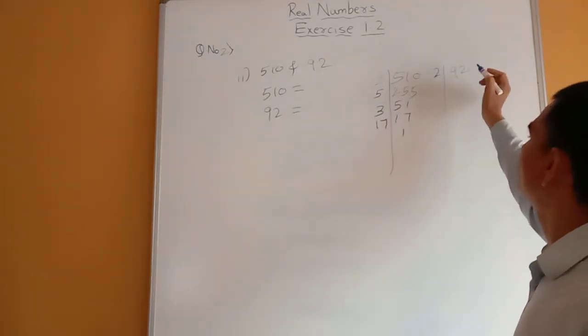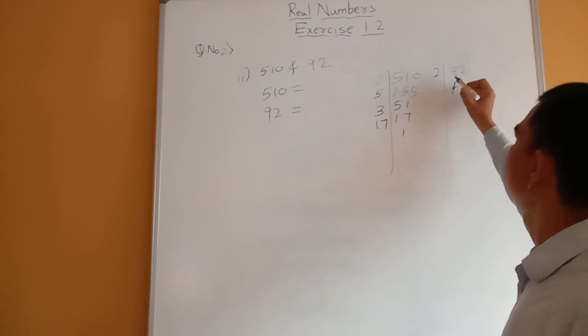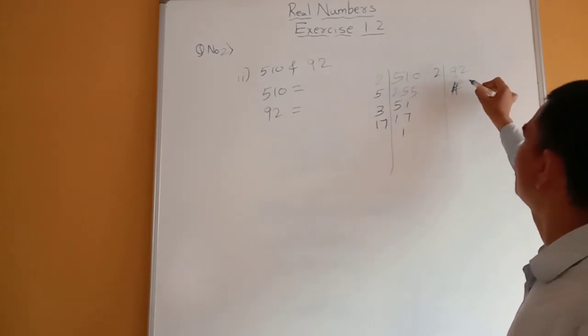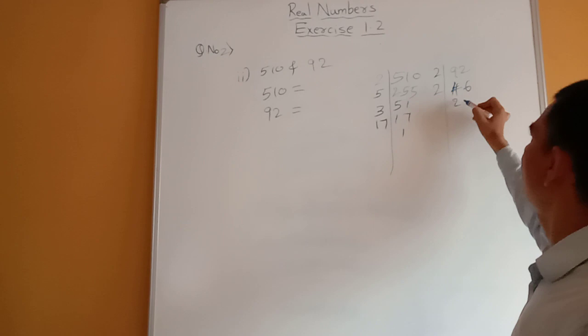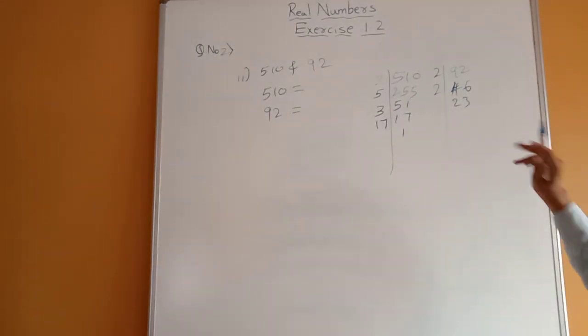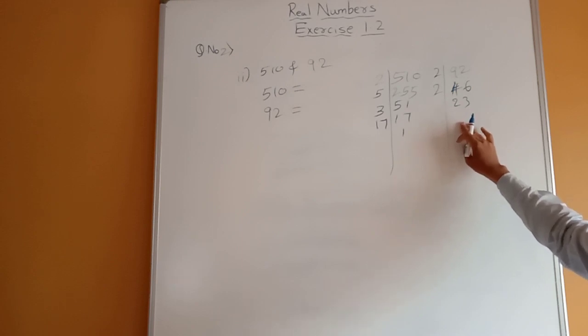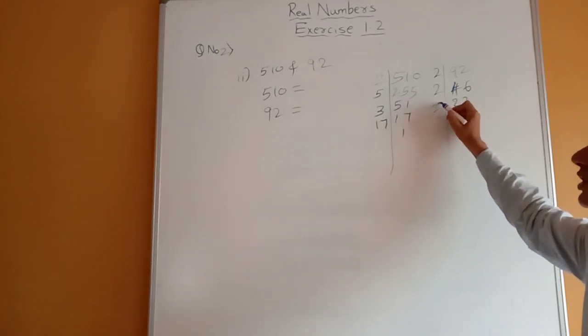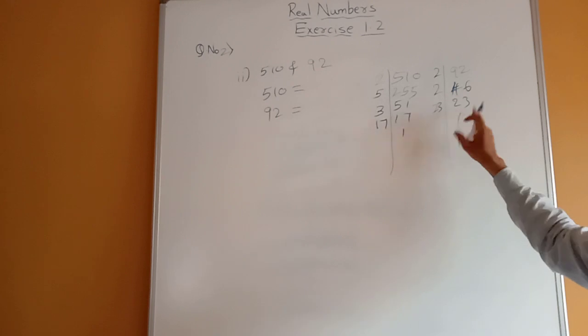Now let us say about the 92, because 2 is there. I'll take for 2. 2 4s are 8 and 2 6s are 12. 2 2s are 4, 2 3s are 6. Now in which table 23 is there? 23 is also a prime number, so we can take directly 23 1s are 23.